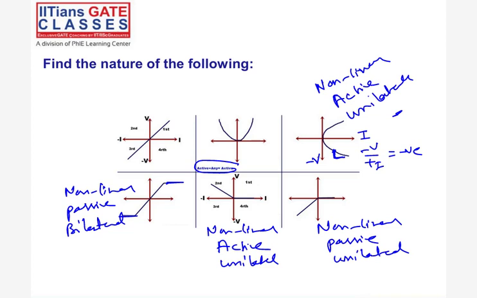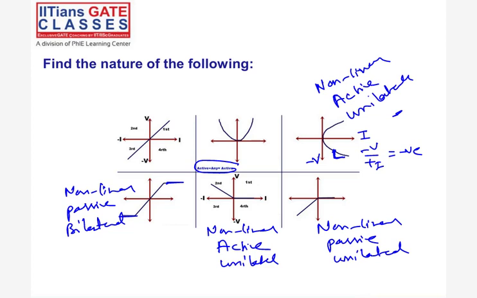Okay everyone, you can check it once again. If you have any doubts, you can ask me. This should be clear because many times you will be given the graph or the VI characteristics, and you have to find what type of element it is. You need to say whether it's a passive or active element, unilateral or bilateral element, or a linear or non-linear element.